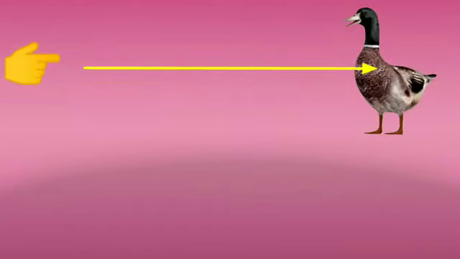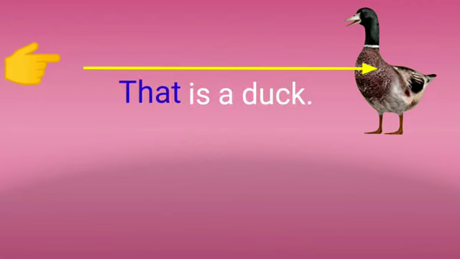Clear? Look there. Yes, there we can see a duck. At that time we use that is a duck. That is a duck, because it is a singular object. Only one duck is there. So we use that is a duck.